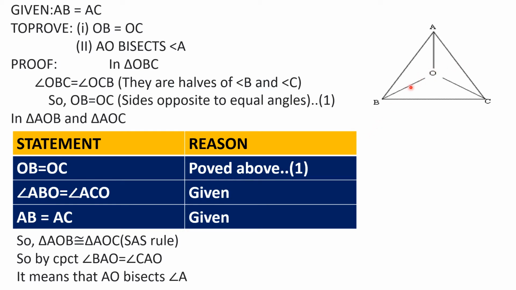By CPCT, we can say angle BAO is equal to angle CAO, which shows that angle A is bisected. That is, this AO bisects angle A. Hope you understood this sum.